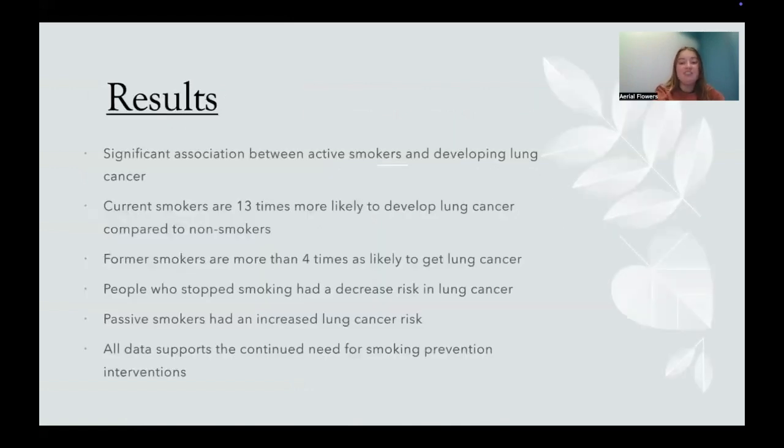The study showed there was a significant association between active smoking and developing lung cancer. Current smokers were 13 times more likely to develop lung cancer compared to non-smokers, and former smokers were more than 4 times as likely to get lung cancer. People who stopped smoking decreased their chances of getting lung cancer, and passive smokers, meaning people who were often around smokers, had an increased risk of lung cancer. All of the data from this study supported the continued need for smoking prevention interventions.